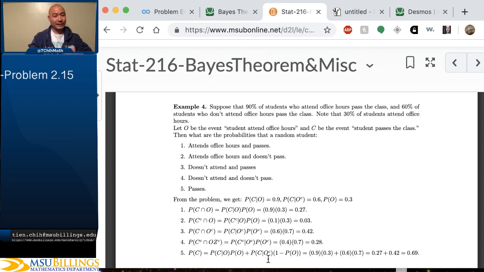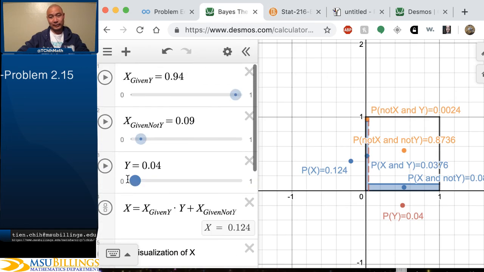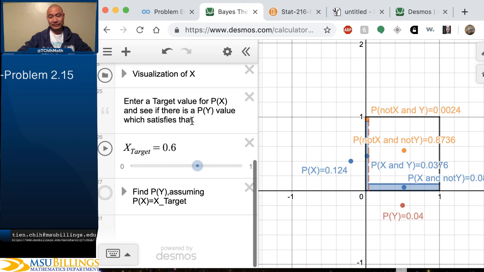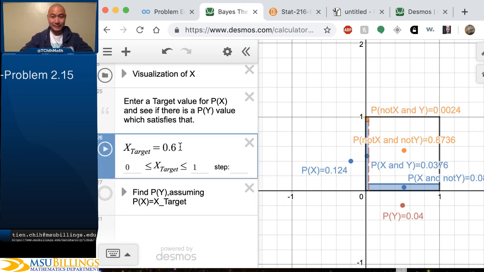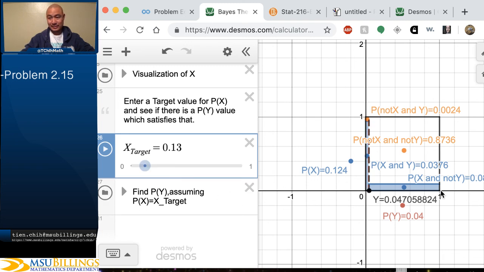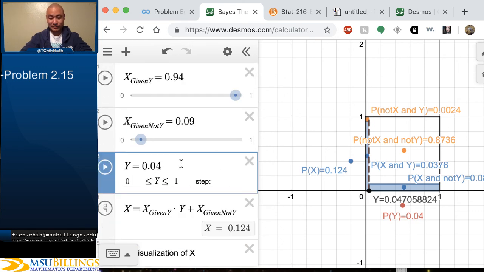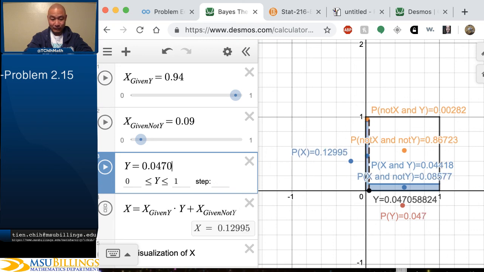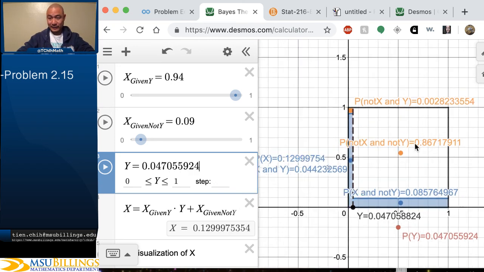All right. Well, hopefully that was helpful. Oh, one last thing that's worth noting. Here in our visualizer, we have 94% chance of testing positive if you use drugs, 9% chance if you don't. If I just want the probability of x to be 0.13, then what y has to be is 0.47058824, which is what we said it was going to be. All right, let's zoom in a little bit.